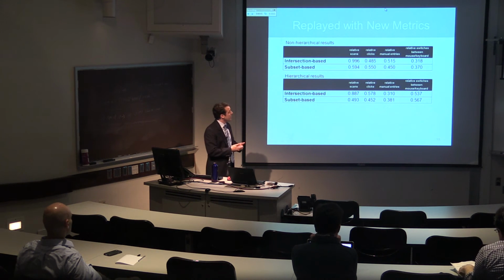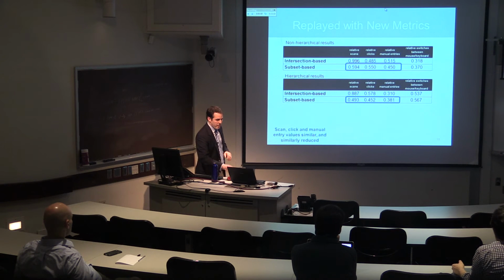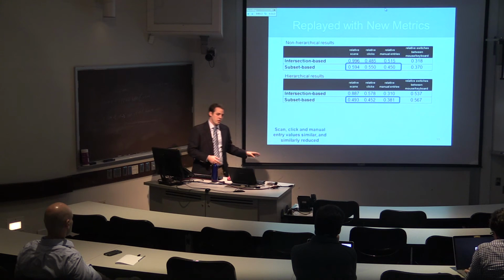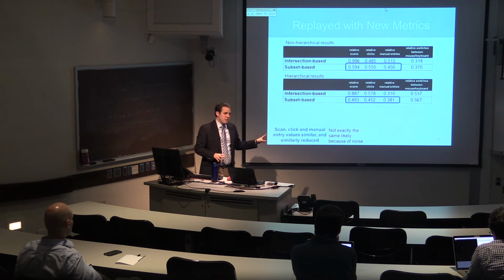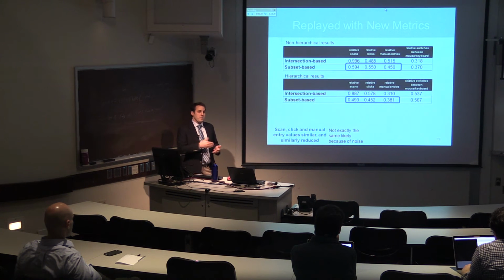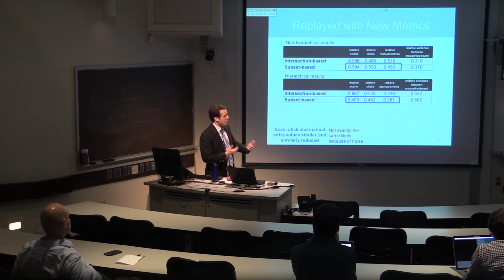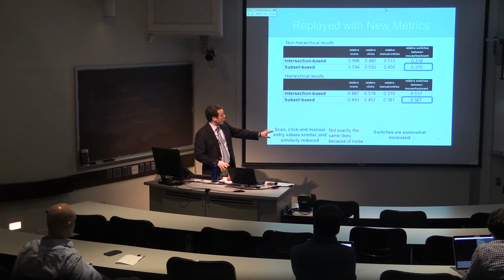We then replayed our non-hierarchical and hierarchical models with these new metrics. And we see that scan, clicks, and manual entry values are similar and similarly reduced to our S, C, and M values. But they're not exactly the same, and this is likely because of noise. P and R, which we computed our S, C, and M values from, were computed across all messages, which means that they're not exact for each possible message. So some messages may differ. We also see that switches are somewhat increased.